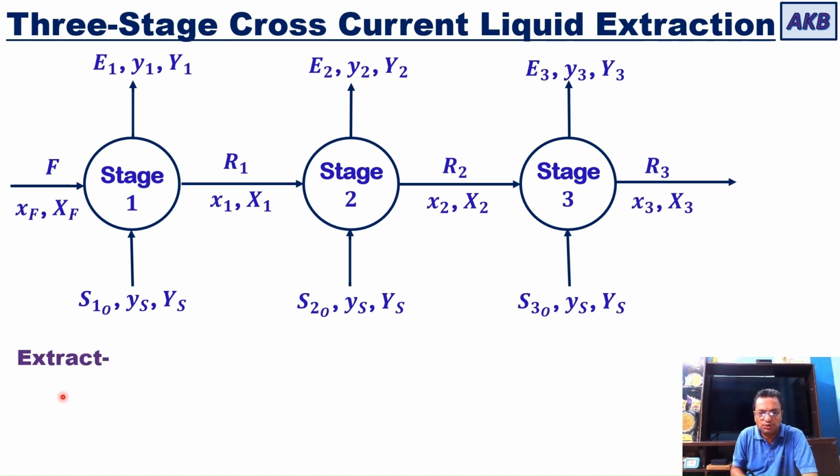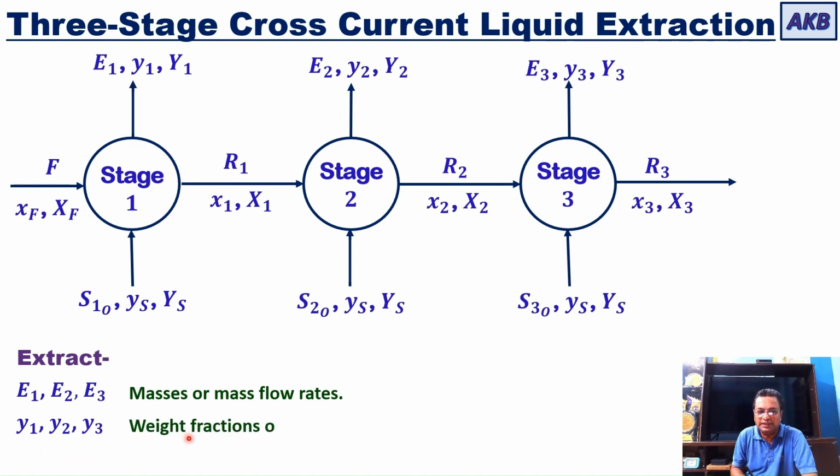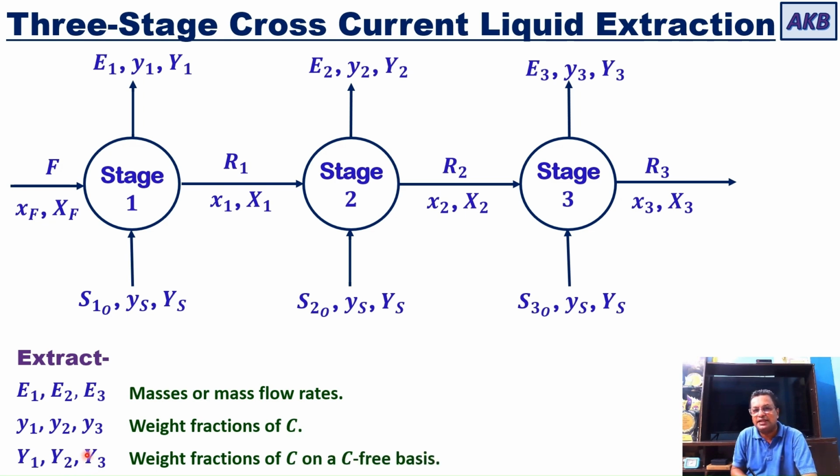And let us know about the extract phase. E1, E2, E3 are masses or mass flow rates of extract phases coming out of stage 1, 2 and 3 respectively. Small y1, small y2 and small y3 are weight fractions of C in the extract phases coming out of stage 1, stage 2 and stage 3 respectively. Capital Y1, capital Y2 and capital Y3 are weight fractions of C on a C-free basis in the extract phases coming out of stage 1, 2 and 3 respectively. So these are the notations that we will be using in our discussion.